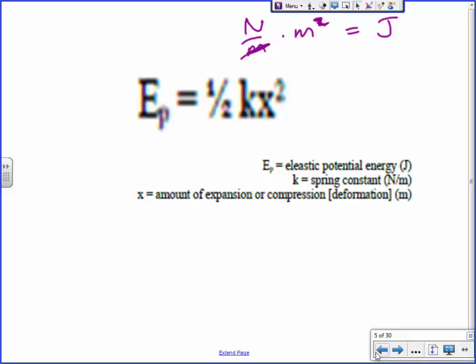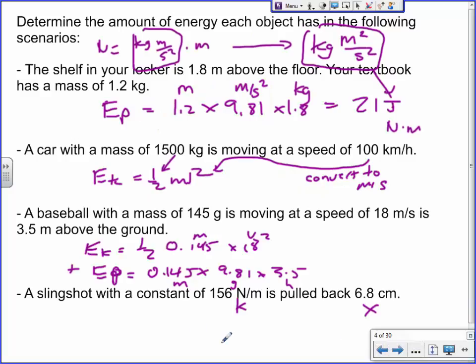So it's pretty straightforward. If you want to go back to the last slide here, all you have to do is 1/2 of 156 times 0.068 squared. Don't forget to divide the 6.8 centimeters into meters. Otherwise, it's not actually a joule. You wouldn't actually have a centijoule because it was squared. Anyways, it wouldn't be a joule.